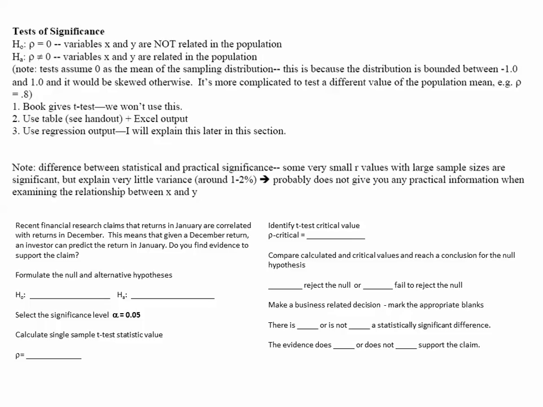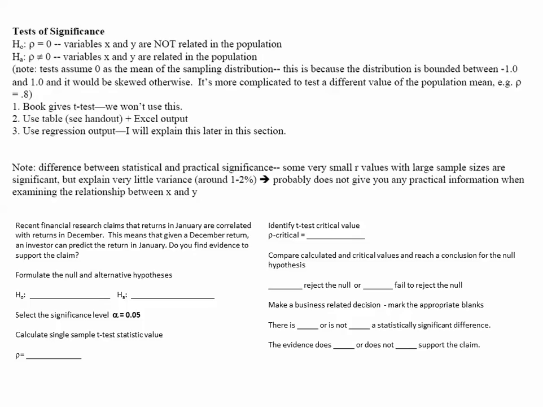And so in hypothesis testing, we start with the null hypothesis that there is no correlation. So the null is that the correlation coefficient is equal to 0, which means that variables y and x are not correlated. The alternative is that there is a correlation coefficient. It may be positive, it may be negative, but it's something other than 0.